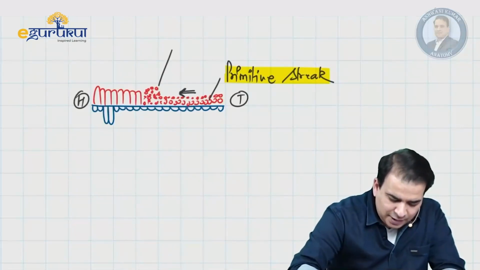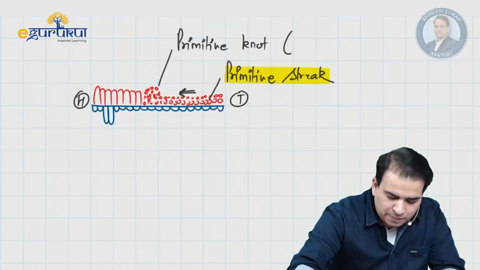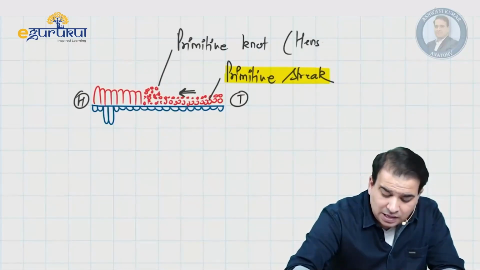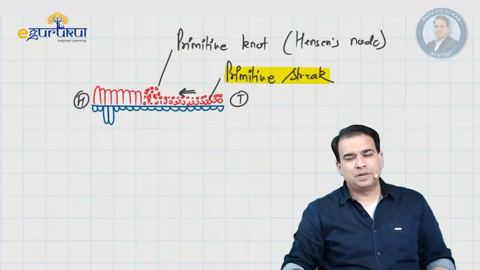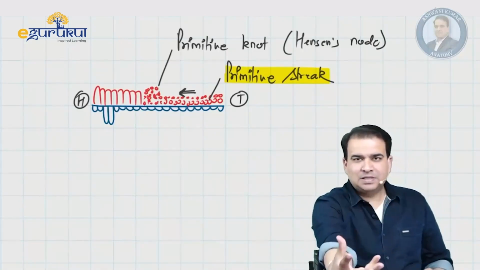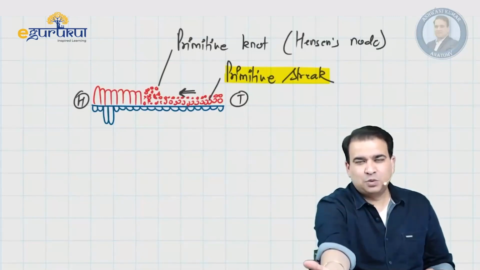Whereas this cranial end of the primitive streak is called the primitive knot. We call it the primitive knot. This is also called Hensen's node. We can call it Hensen's node or the primitive knot. So the procaudal plate is formed, that is obviously toward the head end.